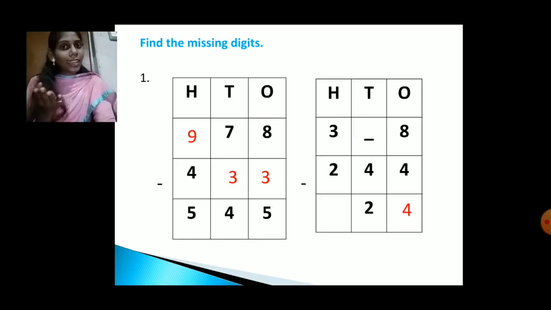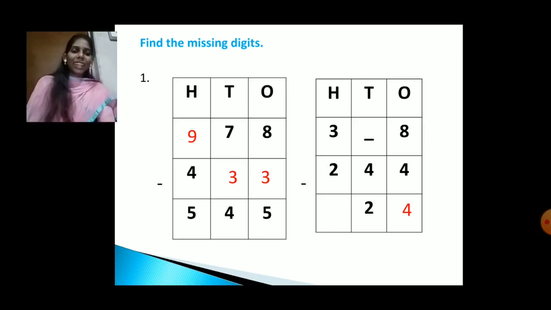Now comes the tens place. Here at the tens place, which digit do you have to find out? Yes, the bigger digit you have to find out. So for that purpose, what will you do? Yes, you will add the smaller number and the difference. So 4 plus 2 is 6. So we will write 6. Now again comes the hundreds place, and at the hundreds place you have to find out the difference. So 3 minus 2 is 1. So we will write 1 under the hundreds place. Okay.